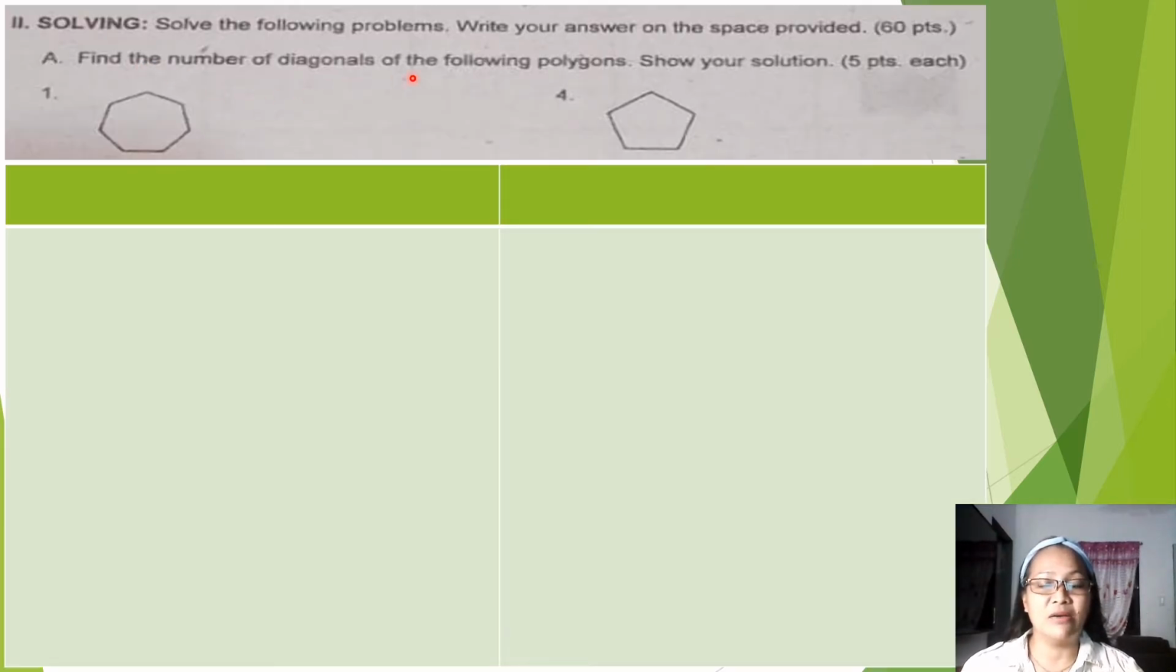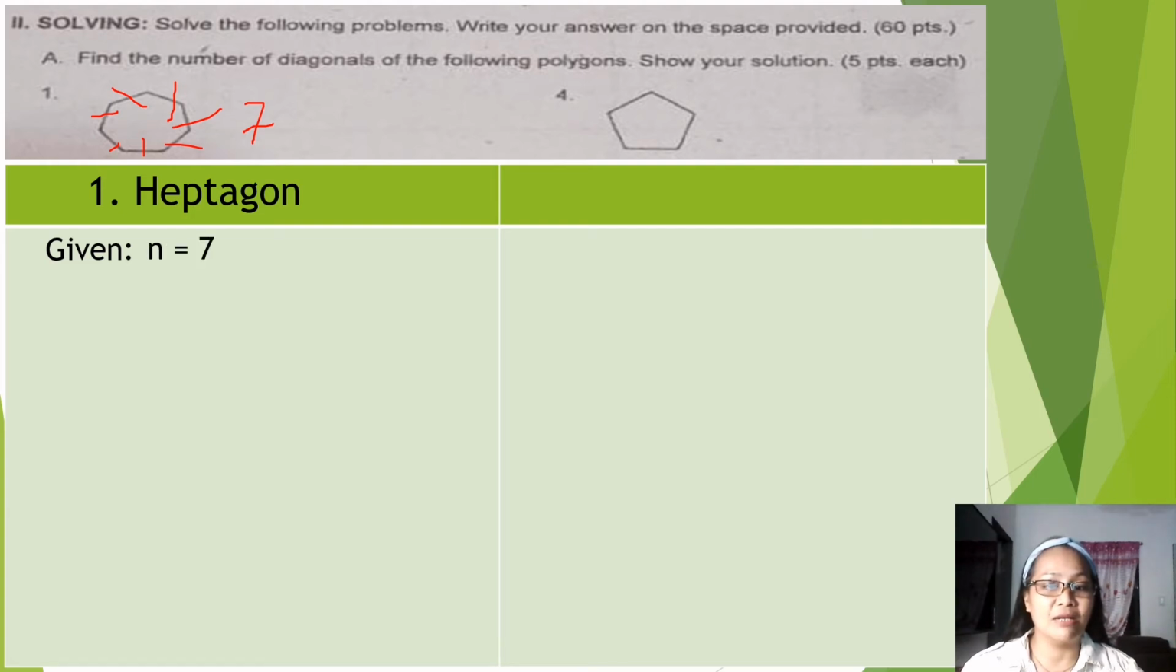Find the number of diagonals of the following polygons. Show your solution. First, we need to count the number of sides of the figure. Number 1, we have 1, 2, 3, 4, 5, 6, 7. So it is a 7-sided polygon. It is a heptagon. Then find the given. So our n is equal to 7. We already counted a while ago. Remember, n is the number of sides.